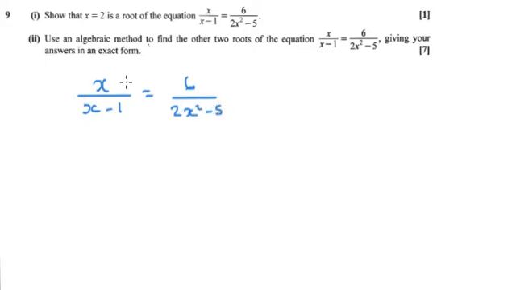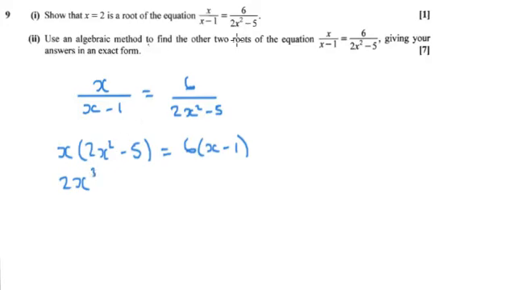which will remove the x minus 1 from this side, but it will reappear up here, and it will remove the 2x squared minus 5 from this side, but it will be up here. So we're going to have x bracket 2x squared take 5 is equal to 6 bracket x take 1. So we've got to solve this. I'm going to expand everything.